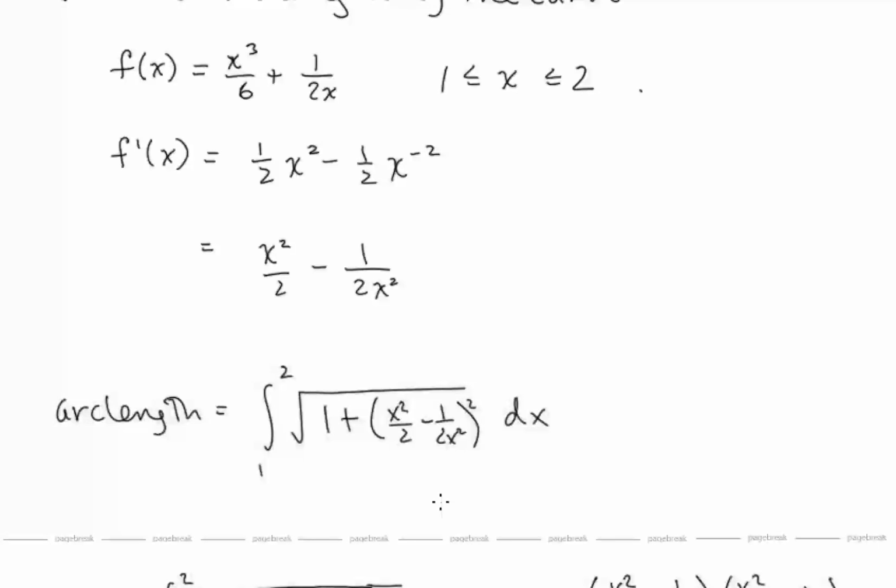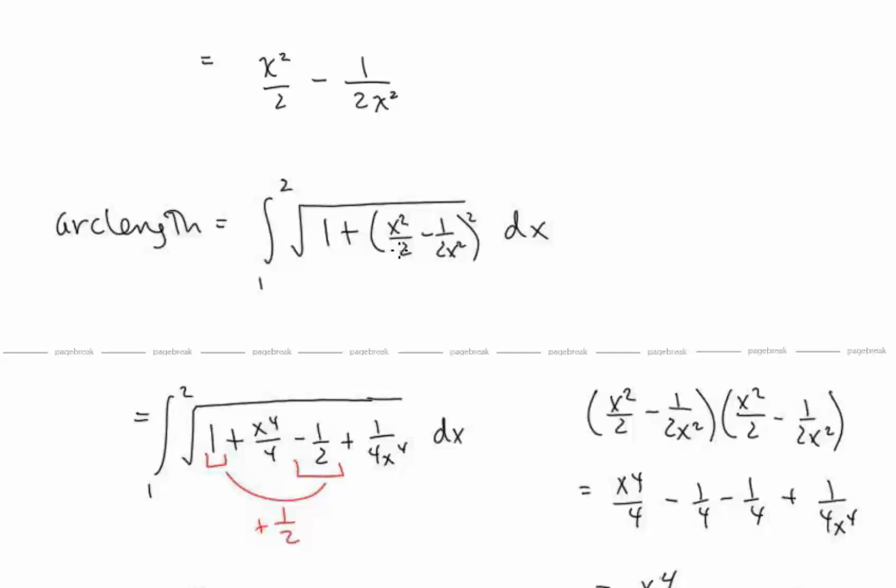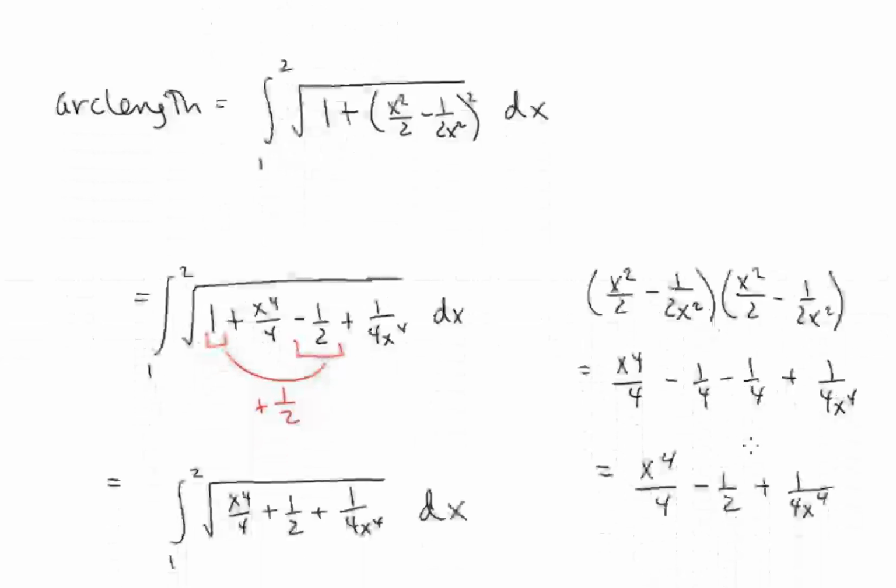And so we set up our integral, and we're here. Now you might be wondering, what could I possibly do to integrate this? Well, let's see if we can get anywhere by multiplying this out and simplifying with the 1. So we square our x squared over 2 minus 1 over 2x squared. That's written over here.